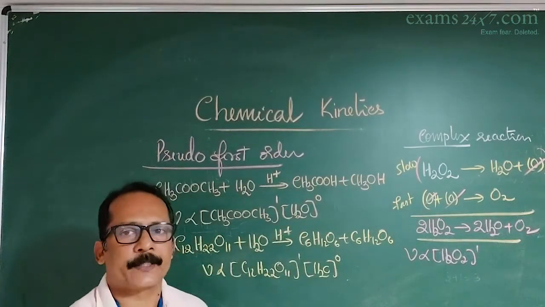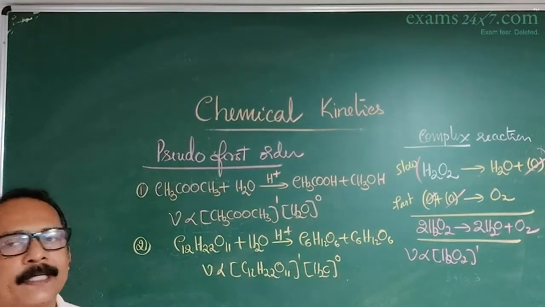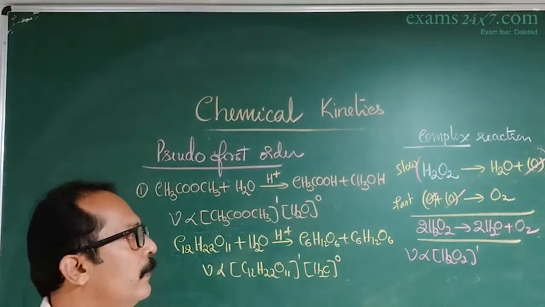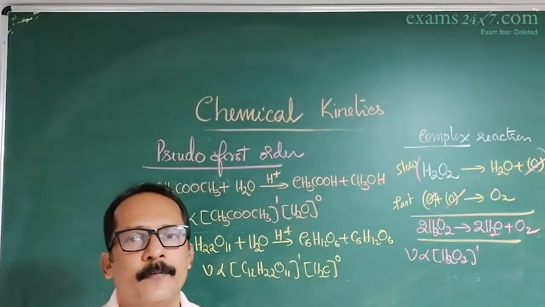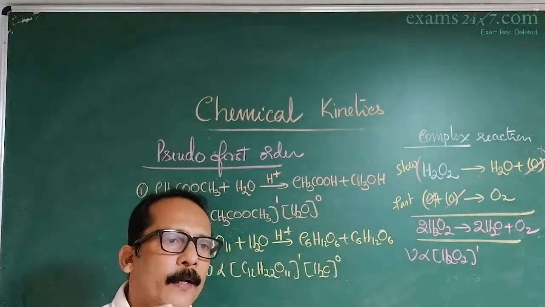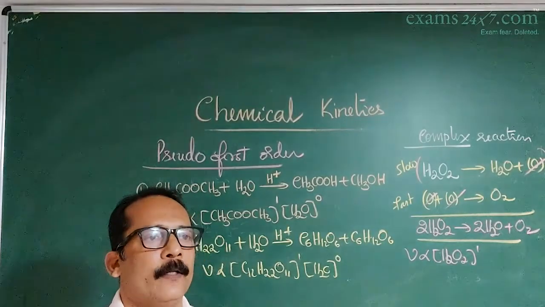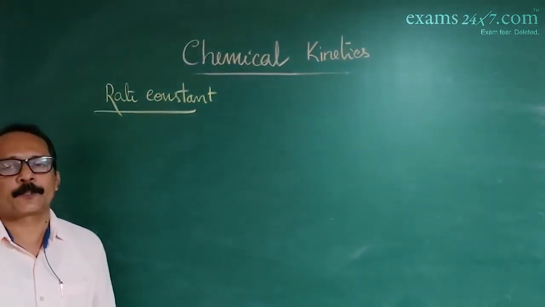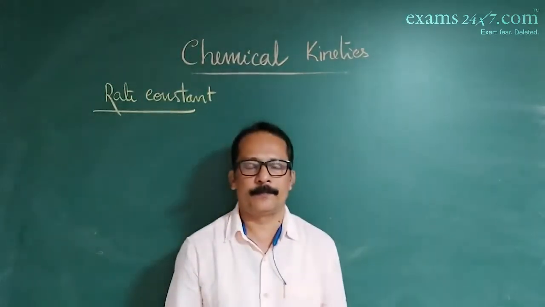So in a complex reaction, the rate is determined by the slow step. That is called the rate determining step. Similarly, in the case of nitrogen pentoxide, which involves 2 steps, the slow step involves only 1 mole of N2O5, hence it is an example for first order reaction. So next, about the rate constant expression. From this part you can expect some numericals.